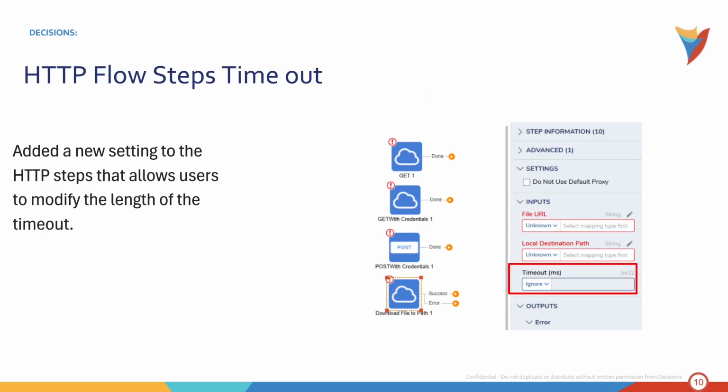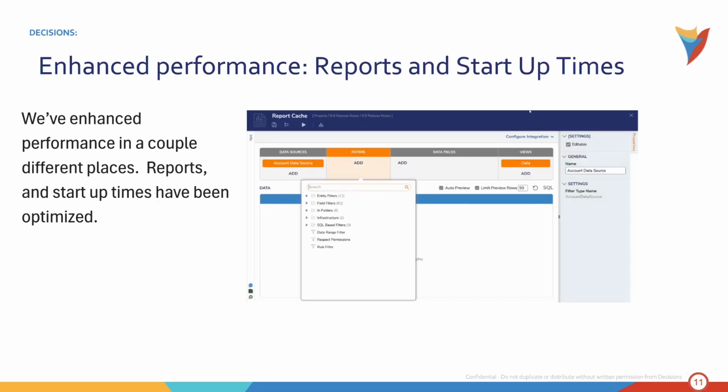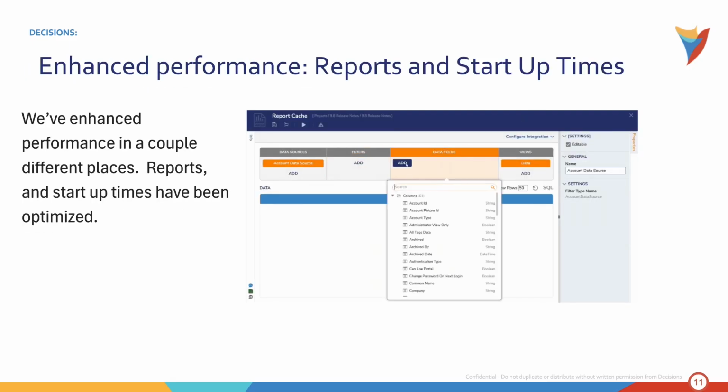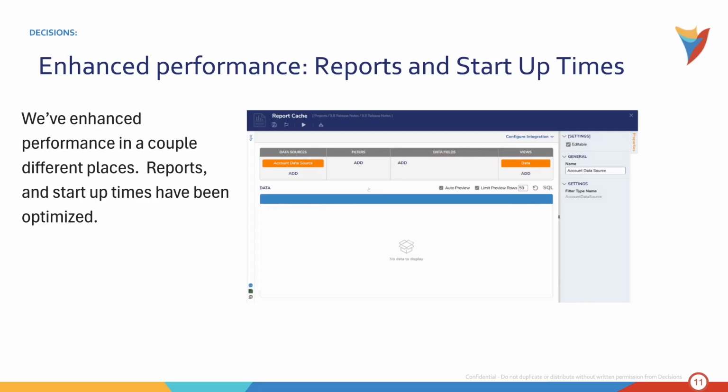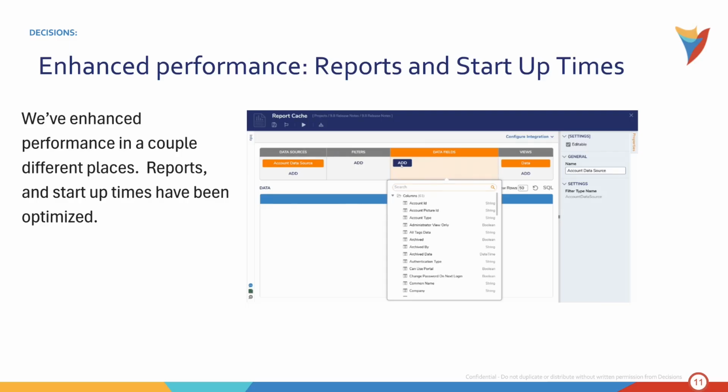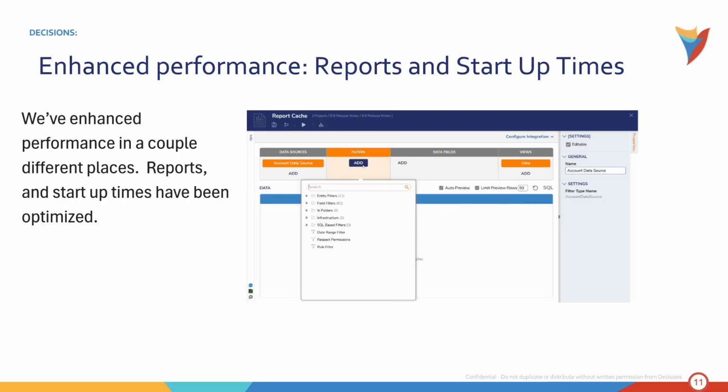You can now modify timeout for get with credentials, post with credentials, and download file to path. This will help developers with exception handling and keeping flows operational. Report filters and data fields are now cached to a data source, so the report building with the same data source will be faster. Startup times have also decreased. Overall performance enhancements live in Decisions 9.8.